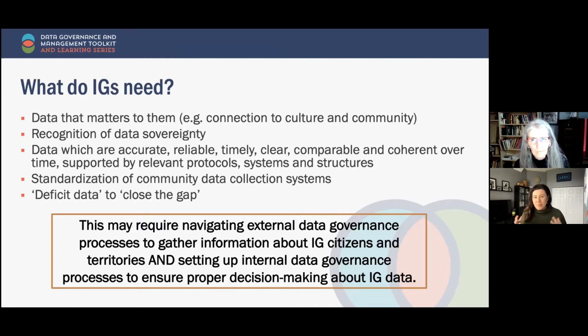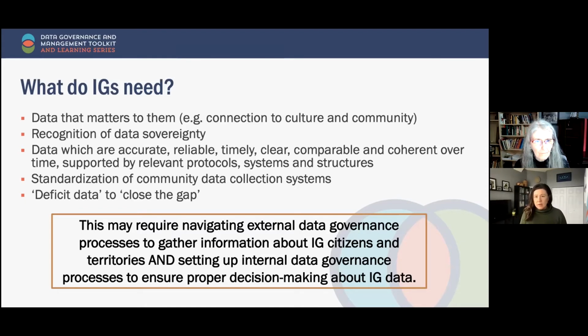So some of this is about supporting our leadership to continue to advocate for recognition of data sovereignty. Practically speaking, we want data that's accurate, reliable, and comes in on time. We're not looking at data three years old and trying to make decisions today. It's clear what we're looking at, and comparable over time, so we can say what it was five years ago and what it is today. And all of that is supported by a structure that's transparent and that we believe in.